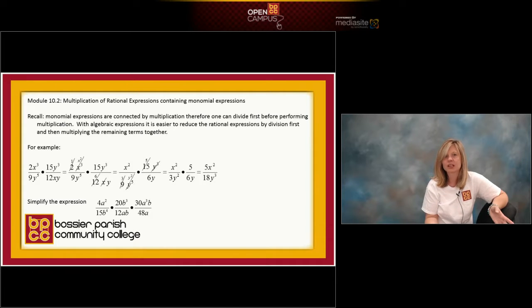And that answer is in lowest terms. And that's all there is to it. The most important thing is you're neat and organized and you don't make a careless mistake. All right, let's try one on the whiteboard.